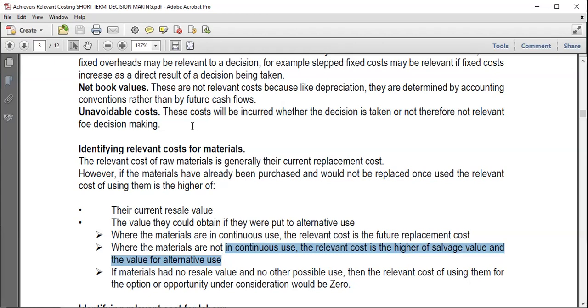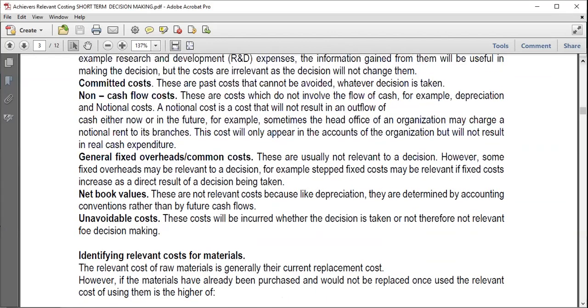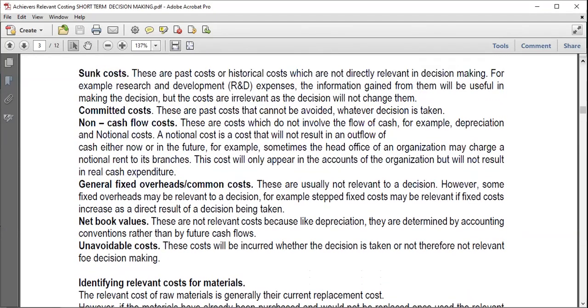Somebody is asking here, saying, I'm not getting the difference between committed and unavoidable costs. I just want to clarify something small here. Of course, they have similarity in them. But what we are saying is committed, I gave you an example: it could be a contract you already signed.